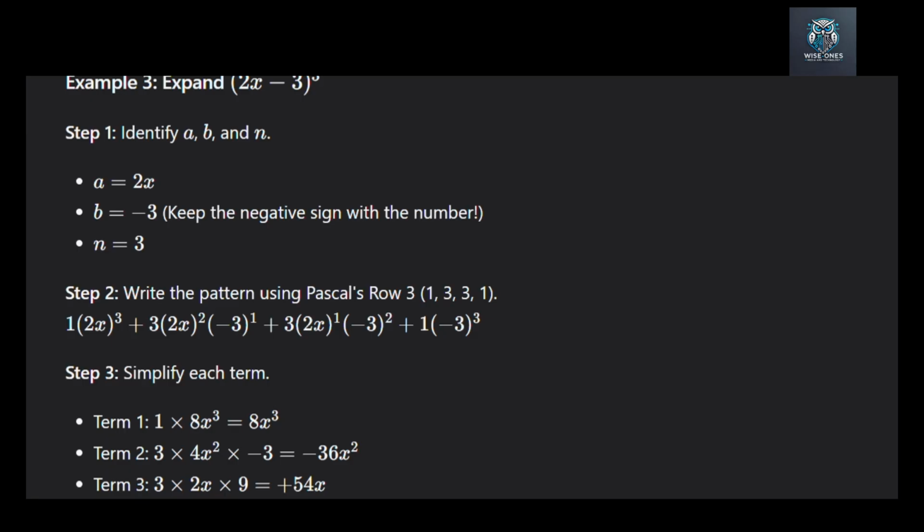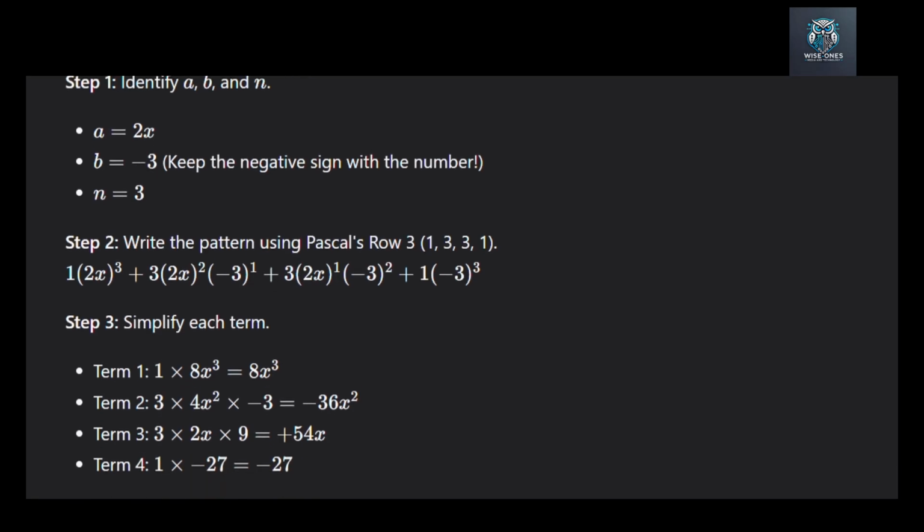So we write 1 times (2x) cubed, plus 3 times (2x) squared times (-3) to the power of 1, plus 3 times (2x) to the power of 1 times (-3) squared, plus 1 times (-3) cubed. Step 3.